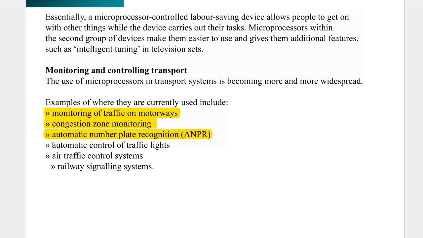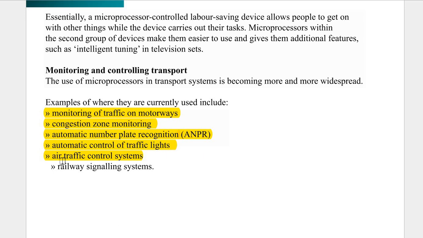Another example can be automatic control of traffic lights. For example, you go to the crossroad, you see the red lights, you stay. They are automatically controlled by a microprocessor. Or the air traffic control system.